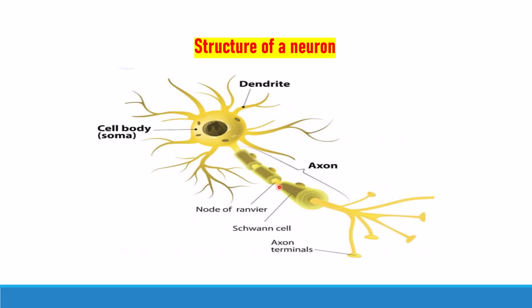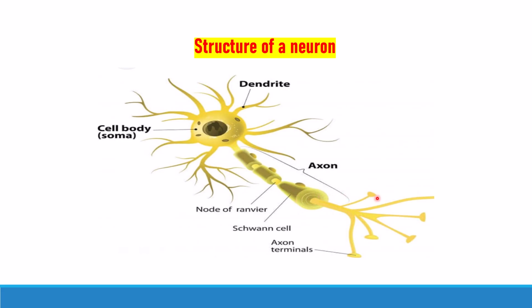The axon is covered with the myelin sheath. It's a fatty insulating layer. It helps to speed up the process of transmission. Then in the PNS, the myelin sheath is made up of Schwann cells, and in the central nervous system, the myelin sheath is made up of oligodendrocytes.